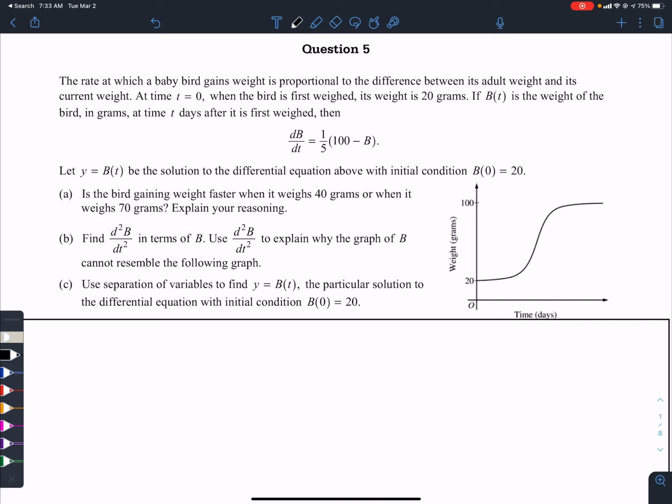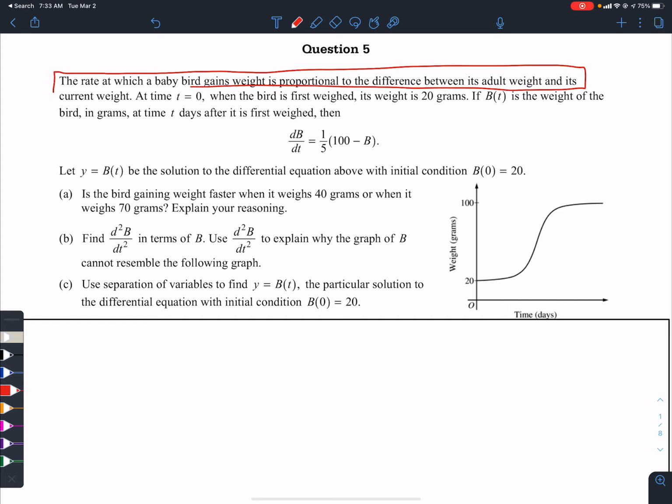So we are going to pick out important information, but this first statement right here is very wordy, and I'll kind of explain where that is located. The rate, so that rate there, derivative, at which the baby gains weight. So it's the rate of the weight of the bird, and they call it B, with respect to time, so that is how fast the weight changes as time changes.